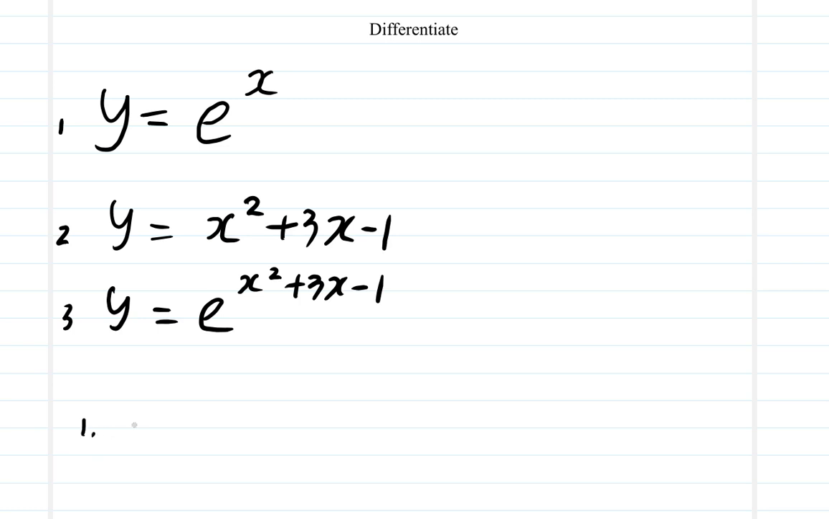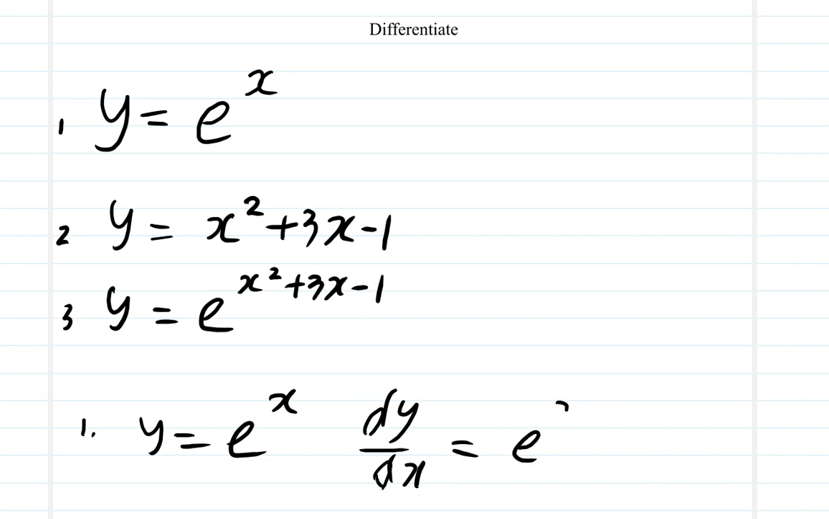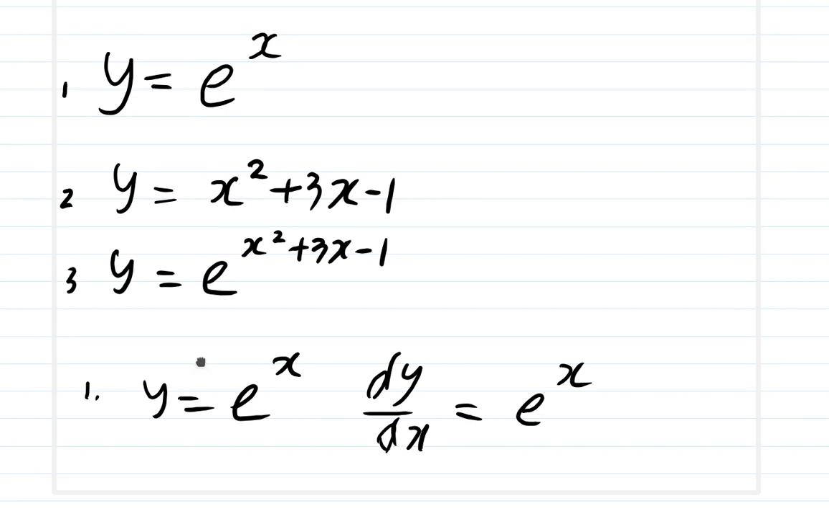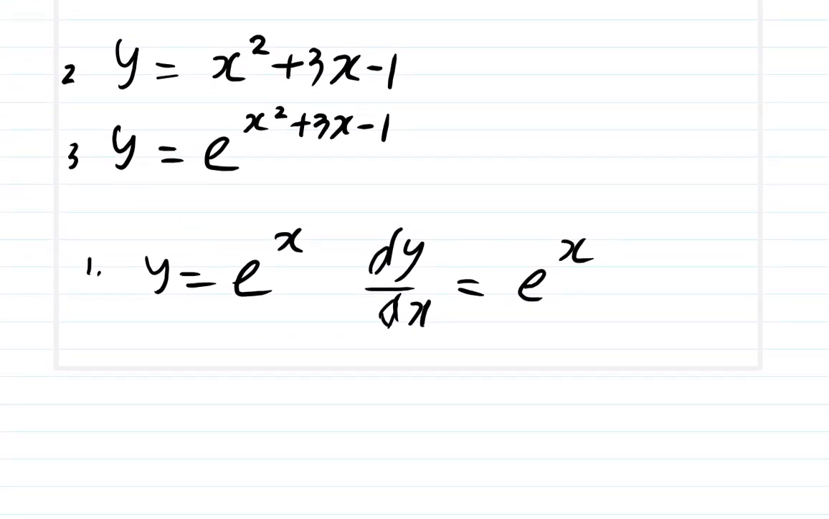Number 1, when you differentiate, you have y equals e to the x. So what is dy by dx? What did you get for it? Well, of course, it's e to the power of x. That's it. That is your dy by dx. Alright? Now, I'm going to erase and look at number 2.